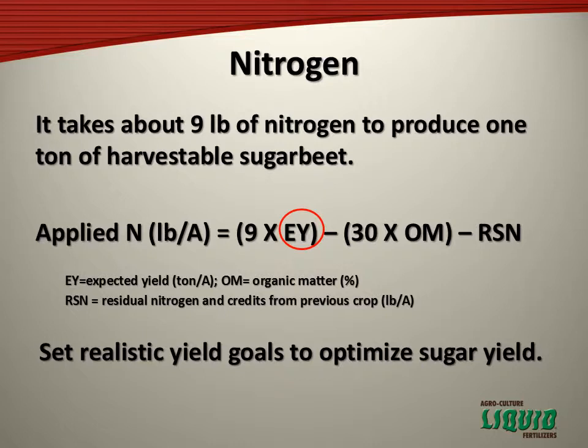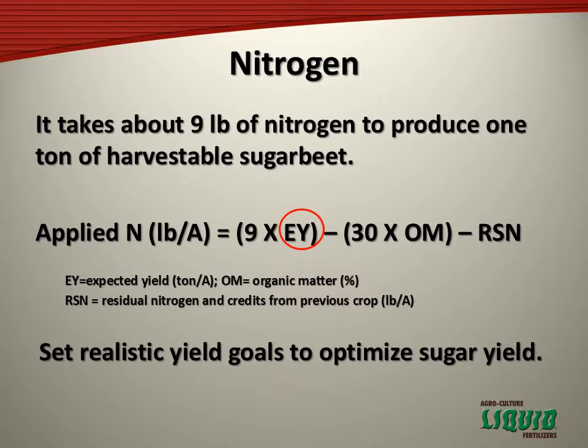It takes about 9 pounds of nitrogen per acre to produce 1 ton of harvestable sugar beet roots. That amount of nitrogen can be supplied by residual soil nitrogen, credits from previous crop, and organic matter. The remainder will need to be supplied through applied nitrogen.